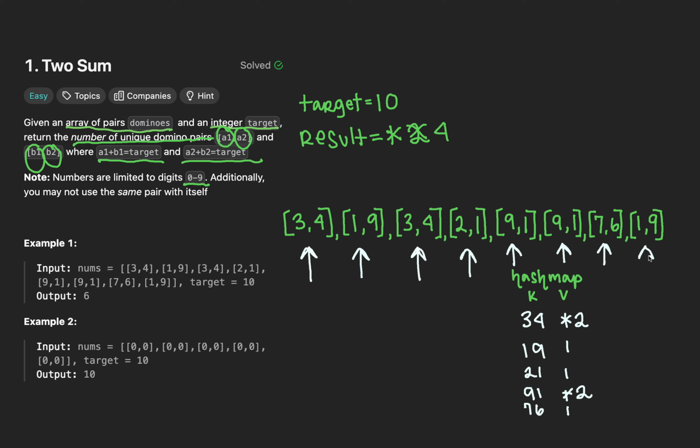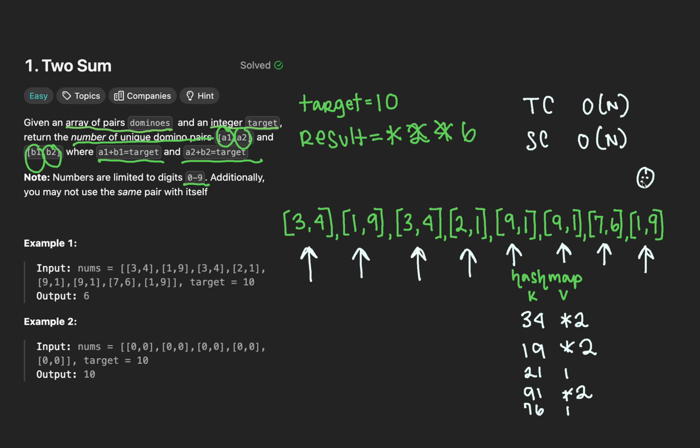We are at the last domino this time, and we need a complement domino of 9, 1. Lucky for us, there's actually 2 9, 1s. We can also look here in our map and see there's a frequency of 2. Let's go ahead and add that to our result. We'll increment the current domino that we're on, and we have finished this loop. We have won the game of dominoes. In total, we have found 6 unique pairs, and that's what we'll return. The time complexity is big O of N, and the space complexity is also big O of N.